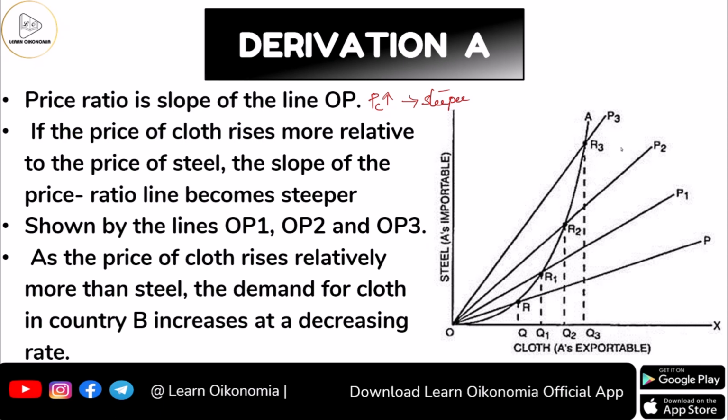So as the price of cloth rises more than steel, this line becomes steeper, and also the demand for cloth in nation B, even though it increases, increases at a decreasing rate.